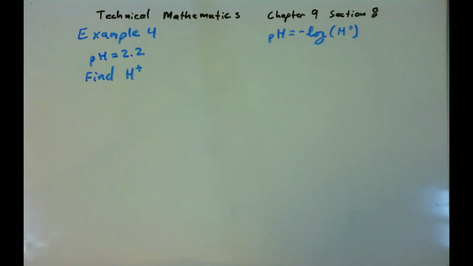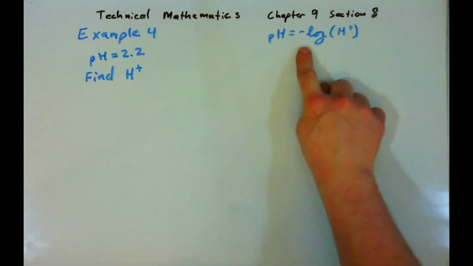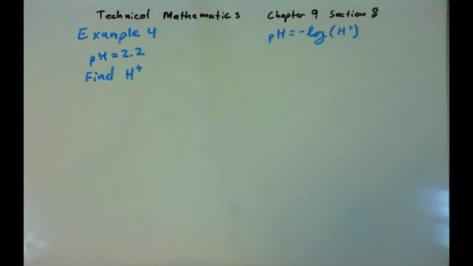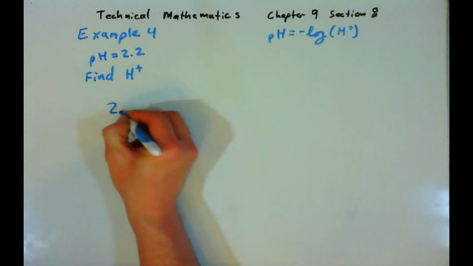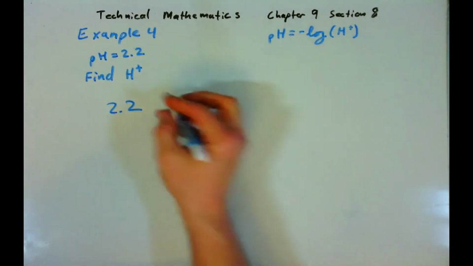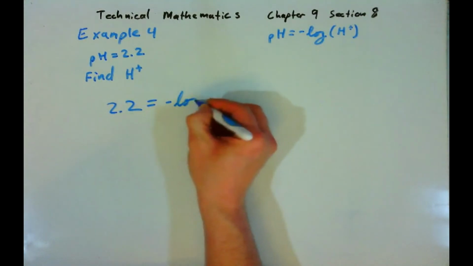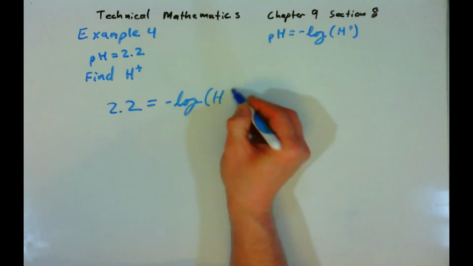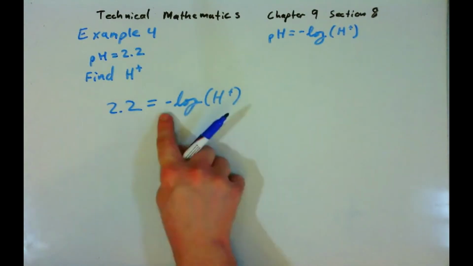This is example 4. It says in section 9.4 we define pH as this formula. pH is equal to the negative logarithm of H+, where H+ is the hydrogen ion concentration. And so it says vinegar has a pH of 2.2, find H+, which again is the hydrogen ion concentration measured in moles per liter. And so they told us the pH was 2.2, so I'm just plugging into this formula, 2.2 equals negative logarithm of H+, and they want us to solve for H+.